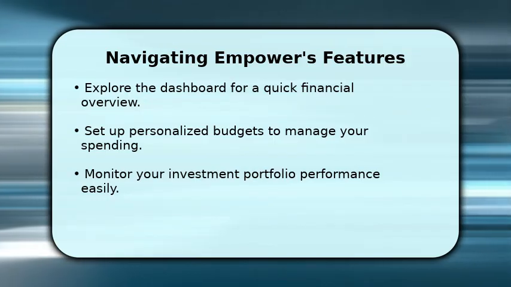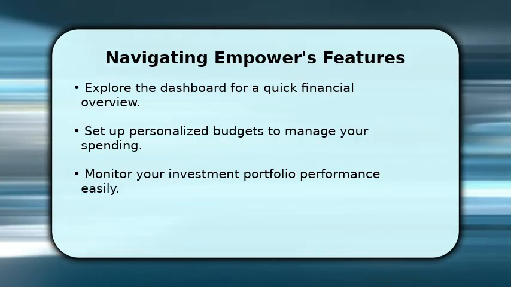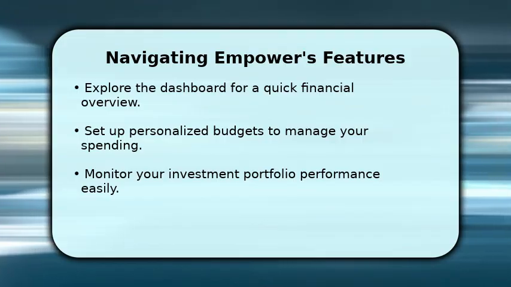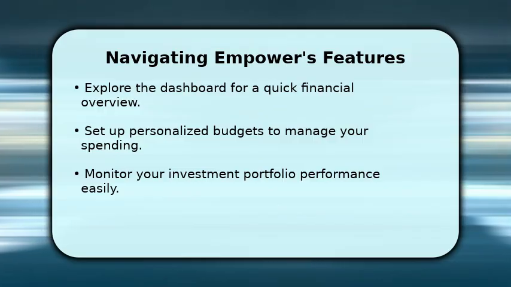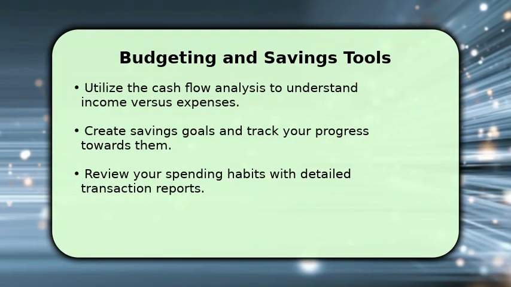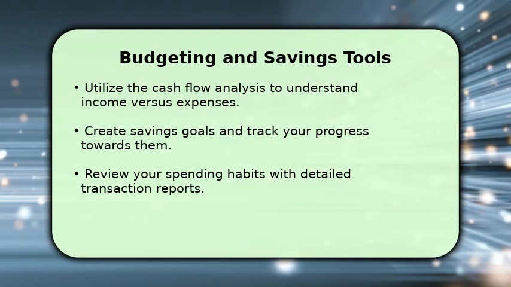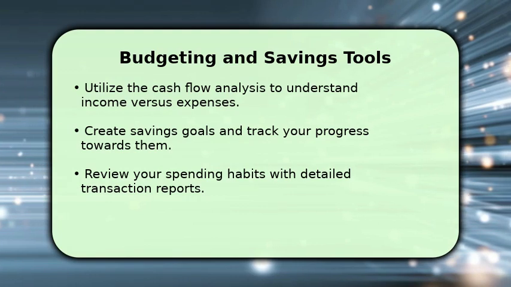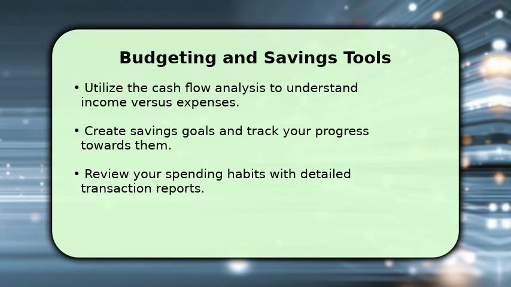Next, dive into setting up custom budgets. Empower helps you categorize transactions automatically, making it simple to track where your money goes. This feature is crucial for identifying areas where you can save more and reach your financial goals faster. Empower's cash flow analysis gives you a clear picture of your income and expenses, helping you make informed financial decisions.